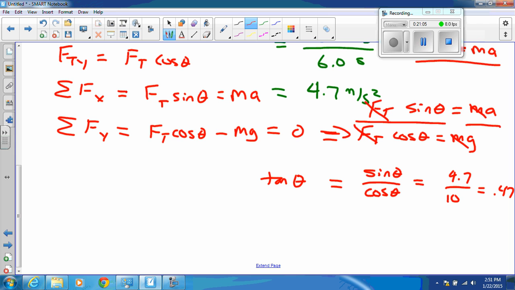Exactly. Sine theta over cosine theta is the same as tangent, and therefore we have our theta. That's it. You got it. And when you do, then you should get an angle of somewhere around 30 degrees.